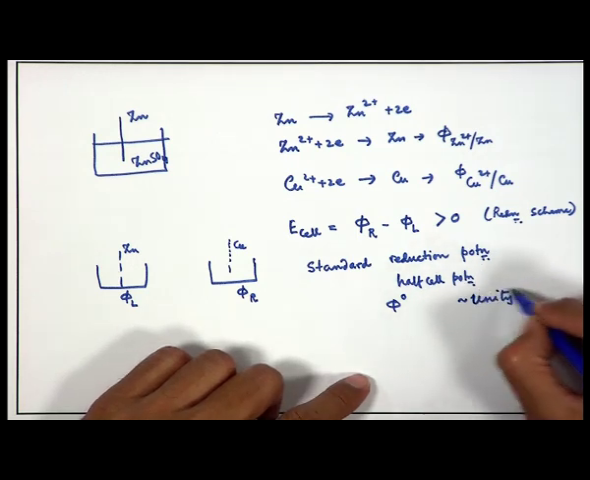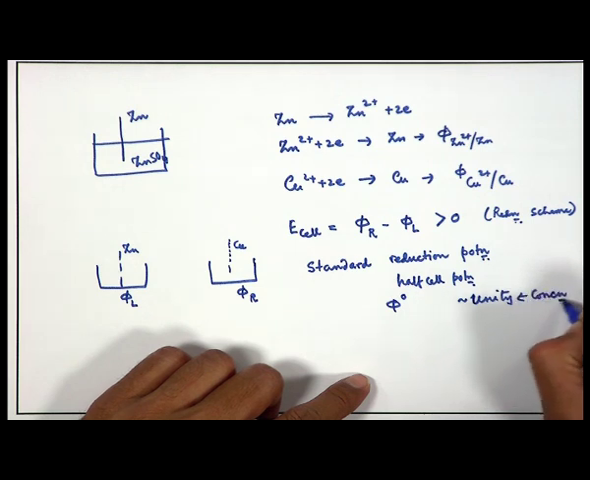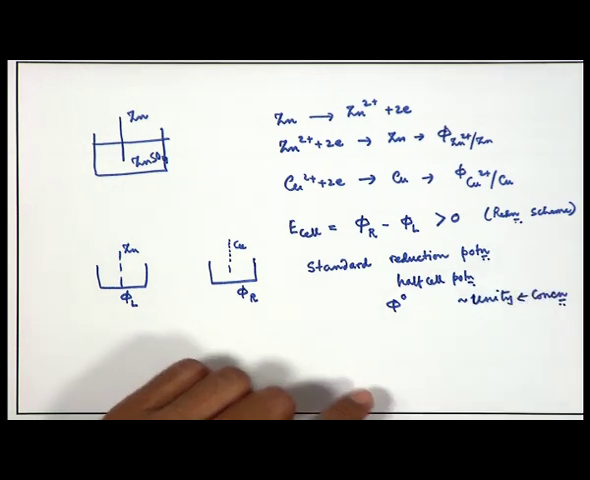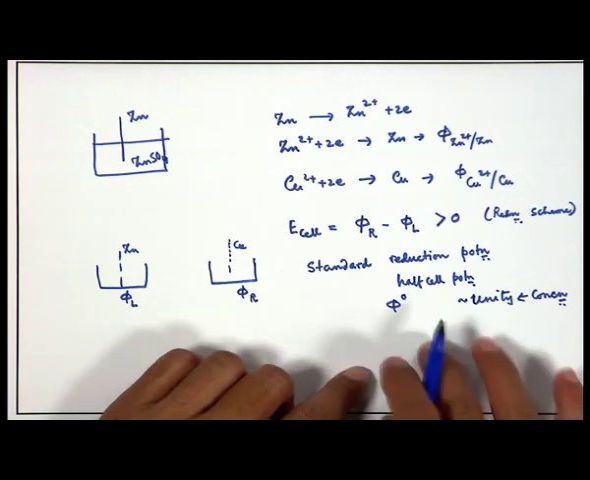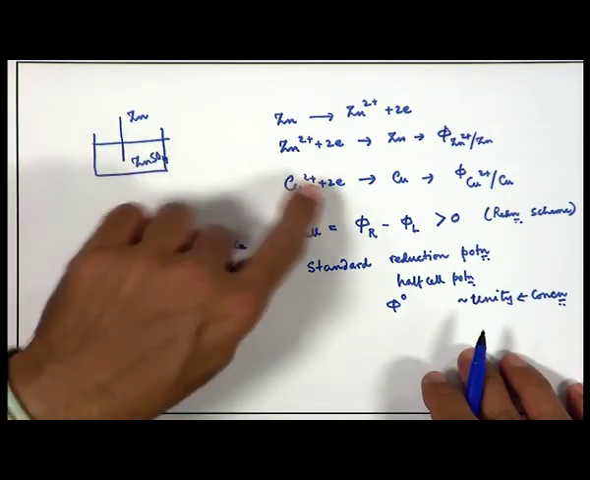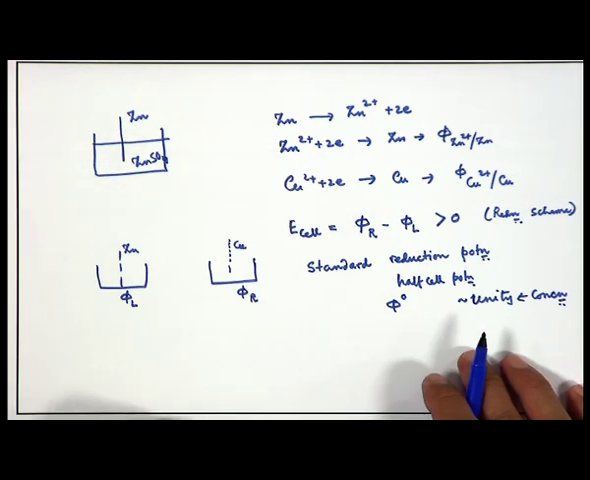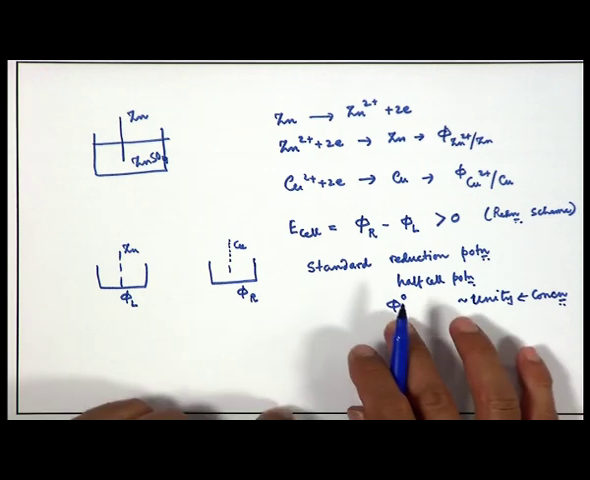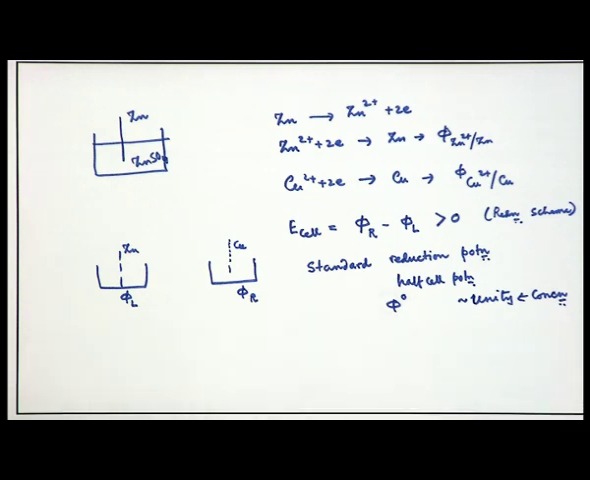Concentration is unity, or when the activity is unity, the activity of, say for example, zinc sulphate is unity. Okay. So, the corresponding potential or half cell potential will be called the standard half cell potential. Okay.